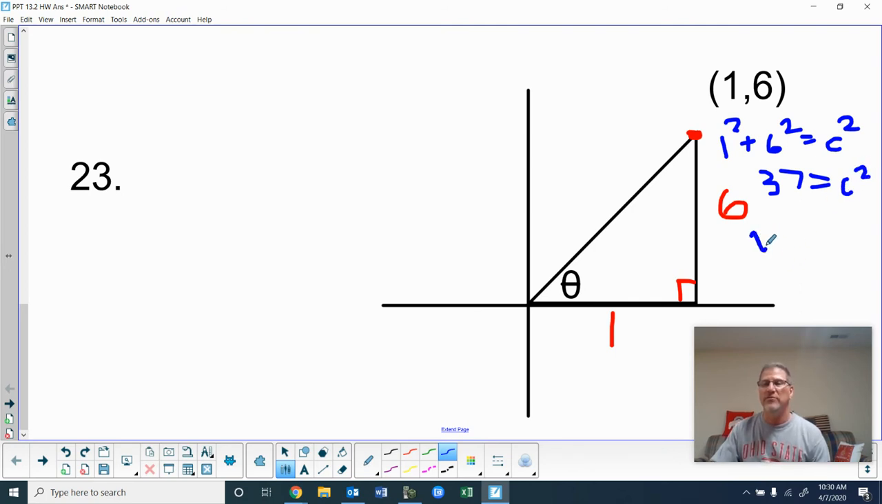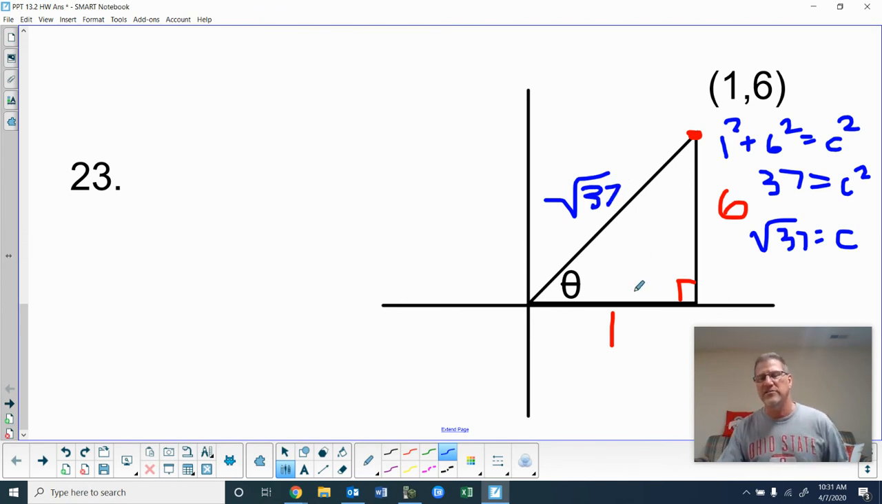So I have to take the square root of 37 so I can find c. Okay, so there's my picture now of my right triangle. And now I can find all 6 trig ratios like we did in the last section. So I've got sine of theta is going to be, here's theta, opposite, remember SOHCAHTOA, opposite 6 over hypotenuse, square root of 37.